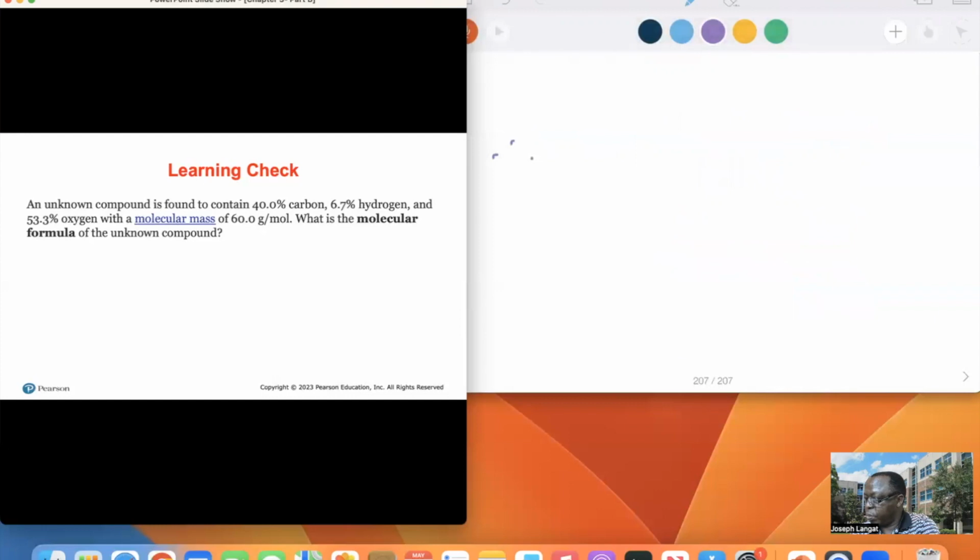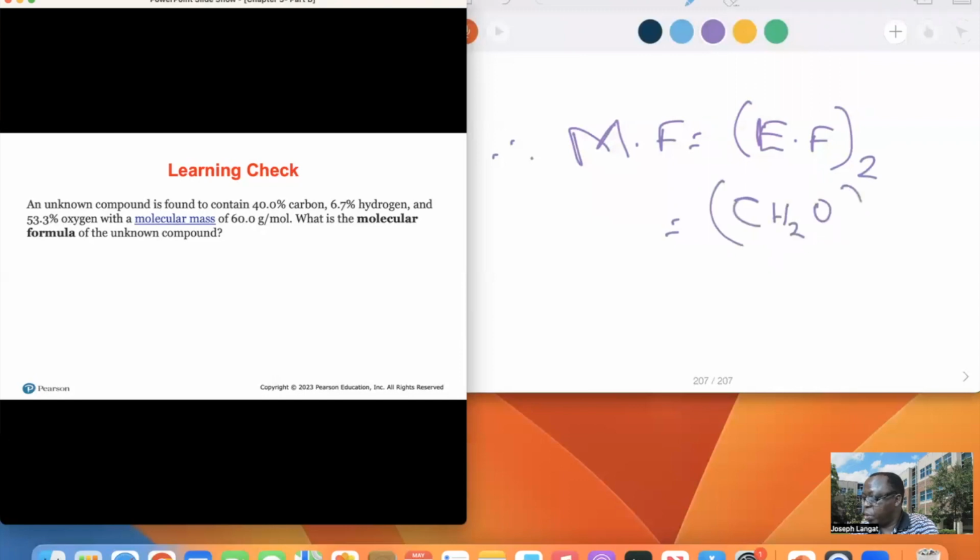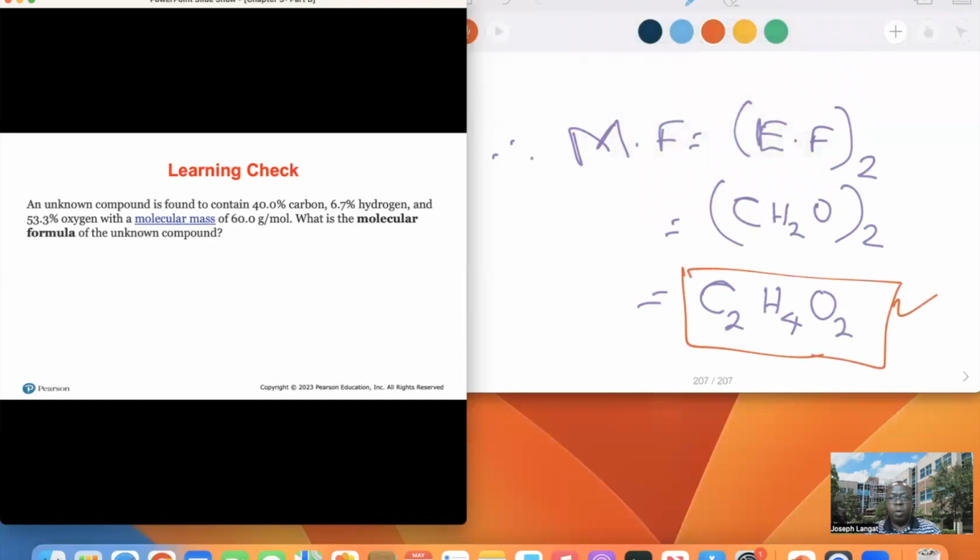Therefore, the molecular formula is given by the empirical formula times 2, which is CH2O times 2. It will be C2H4O2. And here is the correct answer for that. What I've illustrated is how to determine the molecular formula given the percent composition of a known compound.